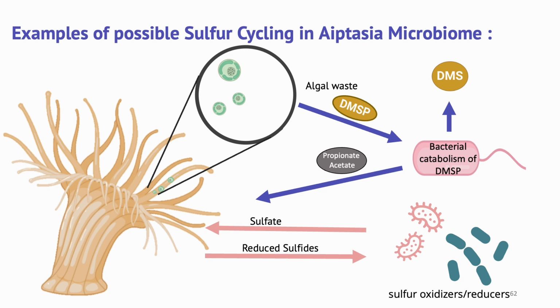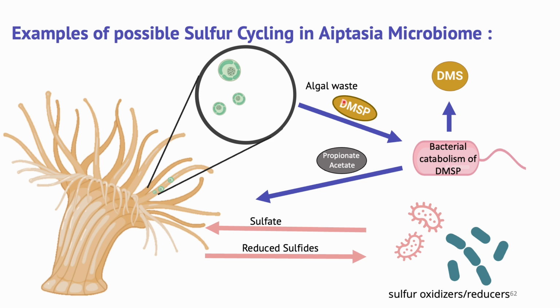Another sulfur molecule that is in the aiptasia microbiome is dimethylsulfoniopropionate. That's a mouthful. We usually call it DMSP. And DMSP is a type of algal waste product. They are the primary producers of this type of sulfur. DMSP also acts as an antioxidant and an osmolyte in algal cells, and it's possible that aiptasia can also have benefits from this DMSP.